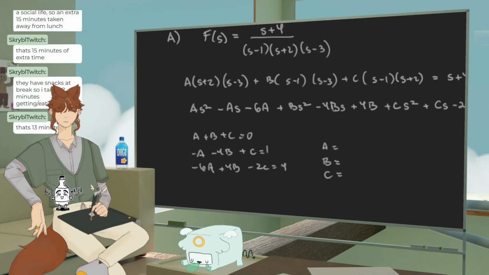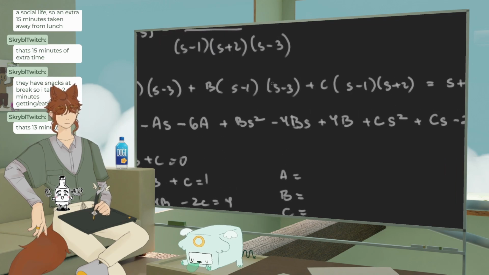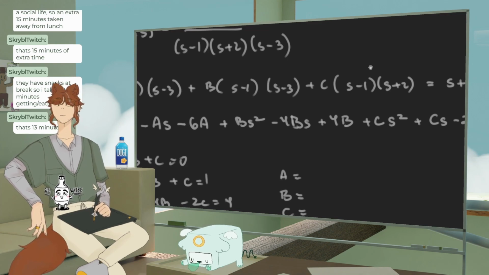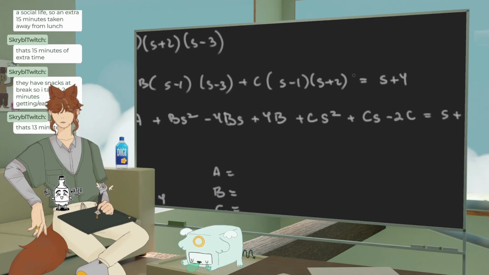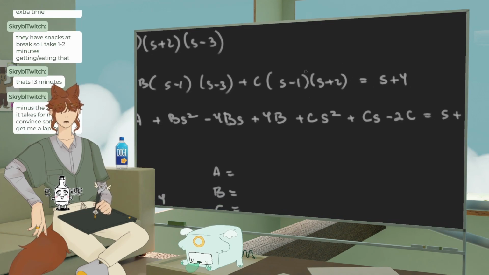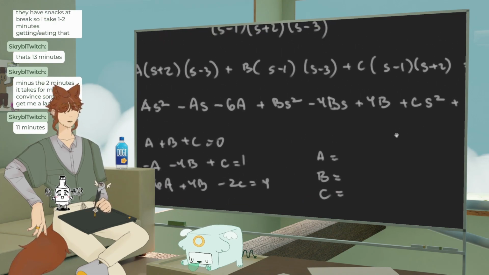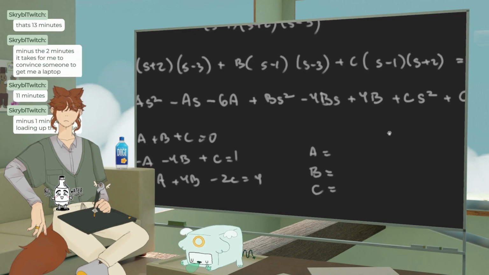S squared minus 3s minus 3s plus 4. Oh, I wrote plus 4. God damn it. What am I doing wrong? S squared, yes, plus s minus 2. Don't know what's wrong. Looks all right to me. Dun, dun, dun.